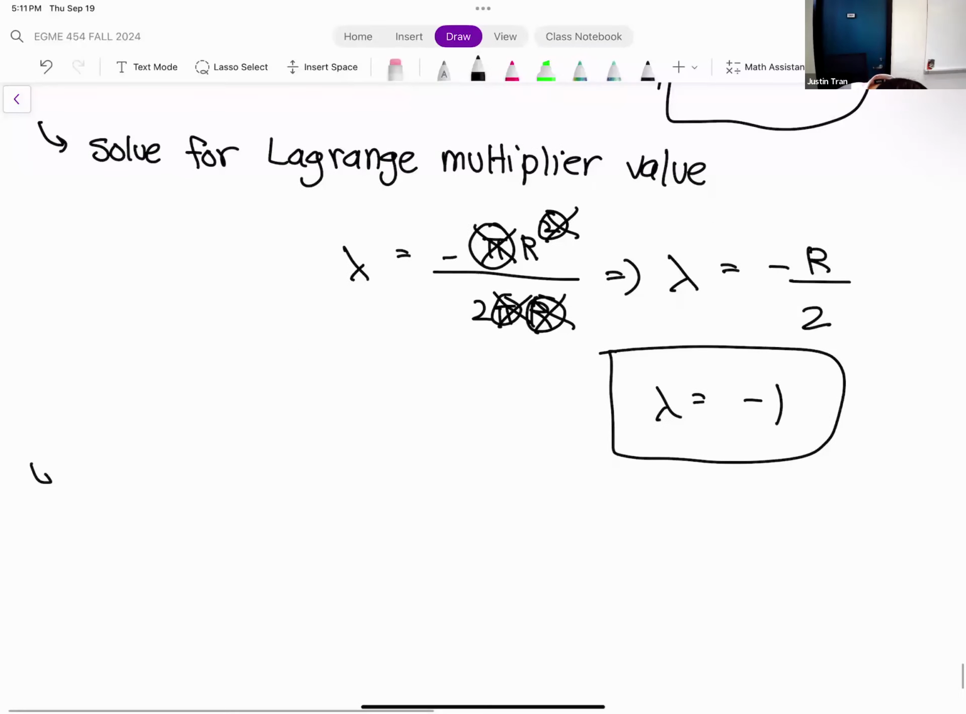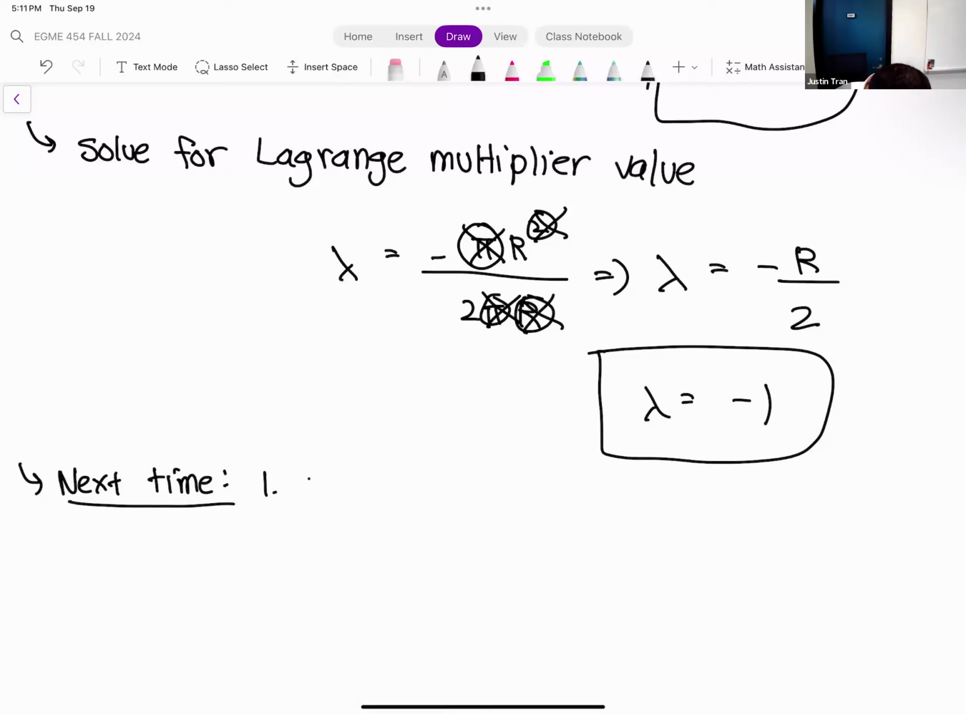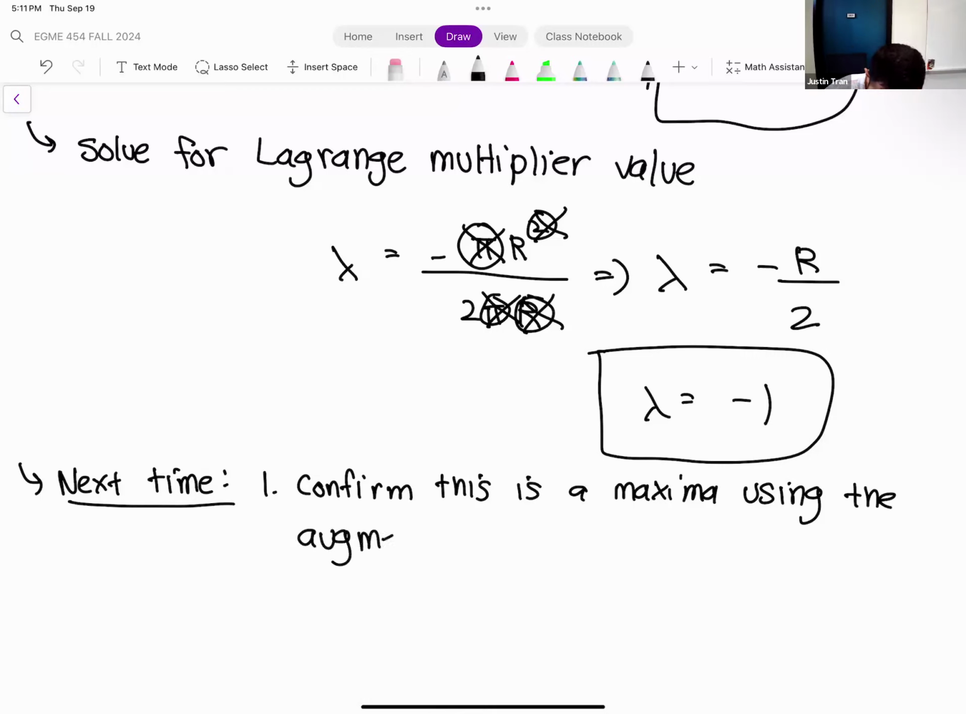We'll say next time. We're going to confirm this as a maxima using the augmented Hessian matrix. For this one, it's not too bad just because everything again is linear or quadratic terms. So when you take the second order derivatives, you end up with just a lot of constant terms. But we'll do that next time.